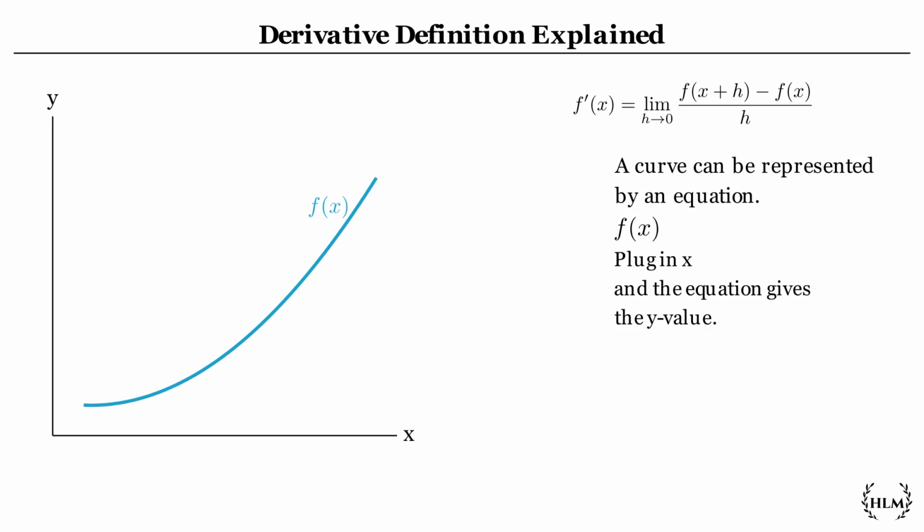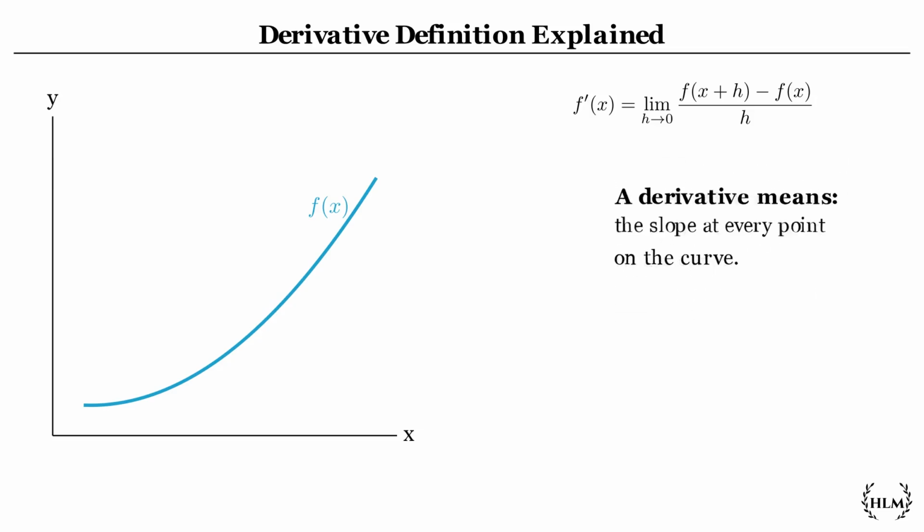So the equation we can represent by using f parenthesis x. So we have a curve represented by f parenthesis x, which is also an equation, which gives you the y value when you sub in the x value. So a derivative, first of all, is just getting the equations of slopes at any point on the curve.